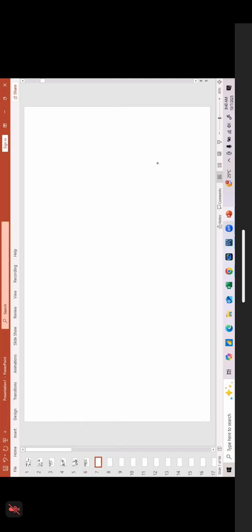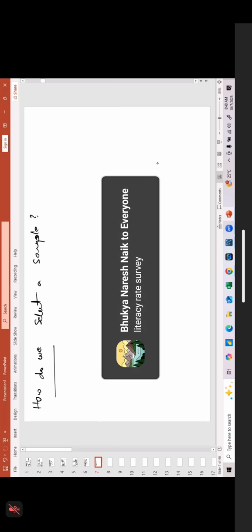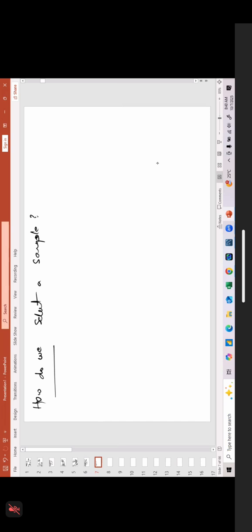Now, how do we select a sample? Disaster analysis, health survey, literacy rate survey, yes, any survey. How do we select a sample? We have some sampling techniques.